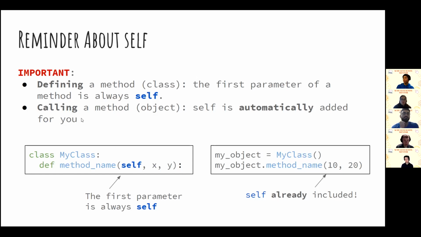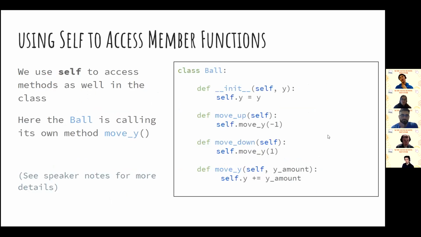In the meanwhile, when calling a function, you don't need to use self anymore. You just simply get the object, and then call its method on there, and just skip the self keyword. It's automatically going to get put into there. But I lied a little bit. There's one tiny caveat on that. And that is, what if we want to use self to access member functions?